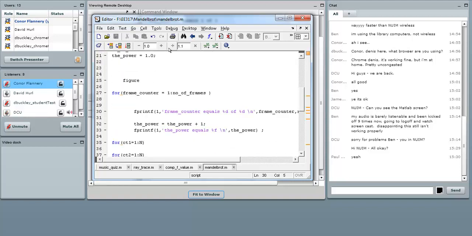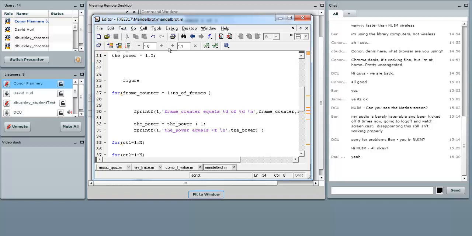What we do is we say, what frame counter are we doing? We're only going to do one frame here. And for the first frame, the power is the power plus 1. Well, the power is defined to be 1 here, so the power plus 1 will be 2. And what does that mean? Well, the sequence that we make is z goes to z squared plus c. And that will make a fractal image.